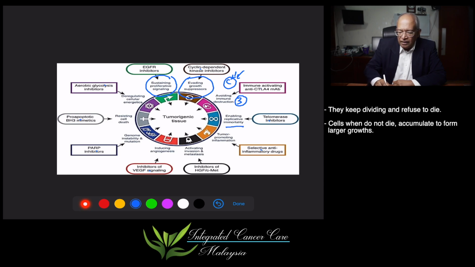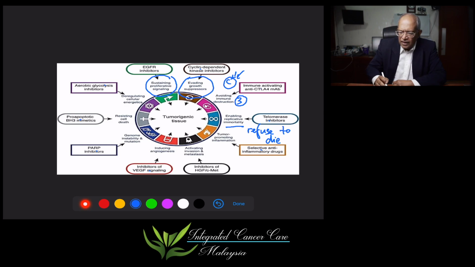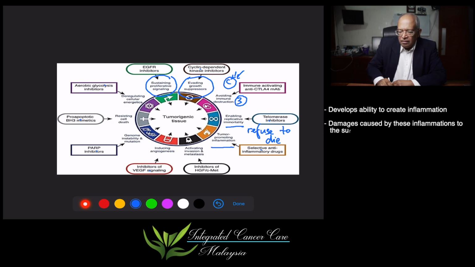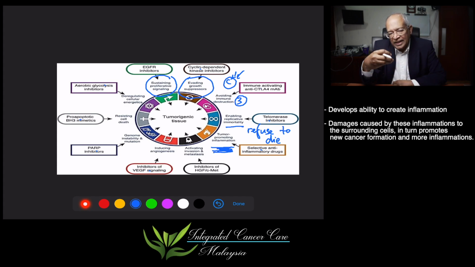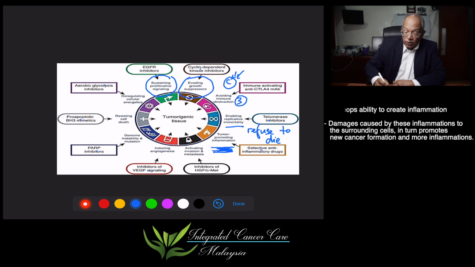They keep dividing and they refuse to die. So this is a problem. When cells do not die, it keeps forming a growth, larger and larger. And they also develop ability to both create inflammation, and the damage it causes in surrounding tissue also causes inflammation. This again promotes new tumor formation.